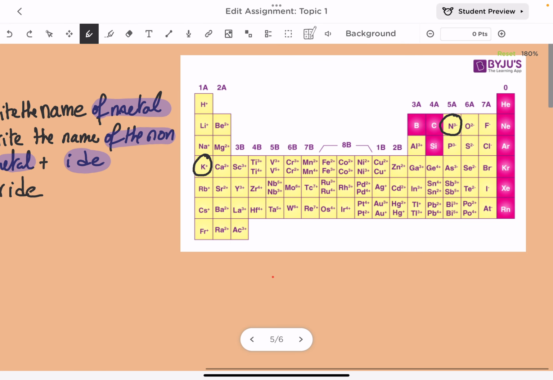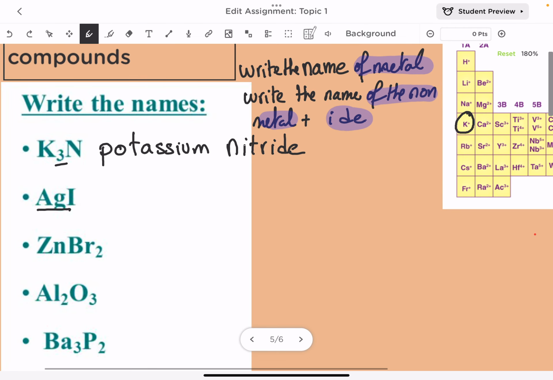All I have to do is just check if silver has a fixed charge. It does have a fixed charge, and this is the I minus. It doesn't have more than one charge. In another video, I will explain to you the way to name an ionic compound where the ion has more than one charge. So this one is going to be simply silver, and the I is called iodine.